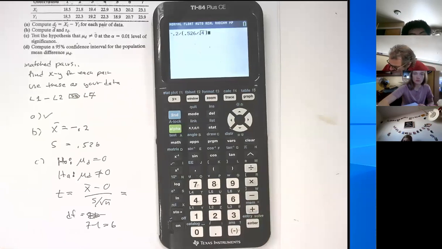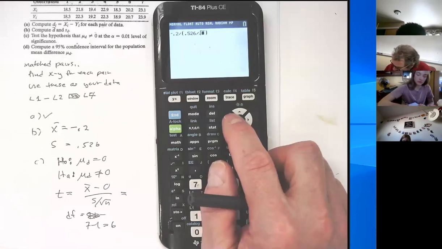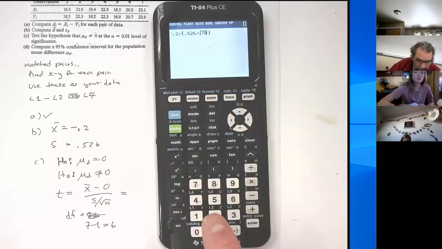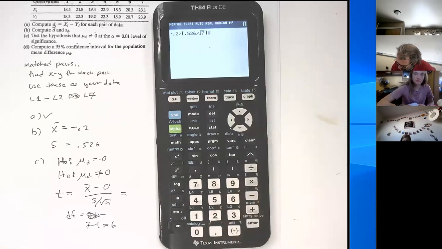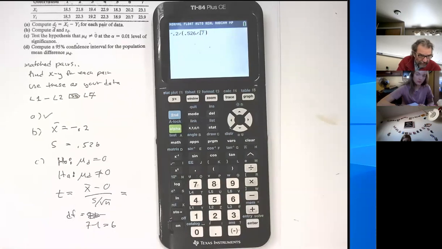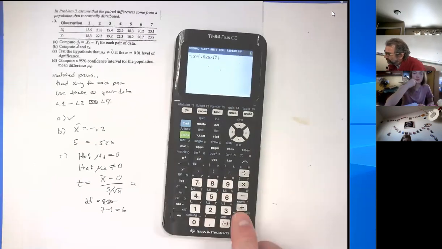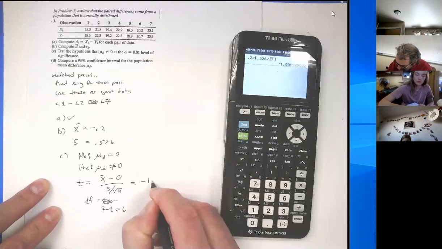Oh, see, there's a 4 in there. How do you like that? Make it a 7. Is it happy now? Okay, so negative 0.2 over 0.526 right here. Okay, I'm going to zoom out a tiny bit. There it is. So I'm hitting enter. Minus 1.005. So minus 1.005 for that.